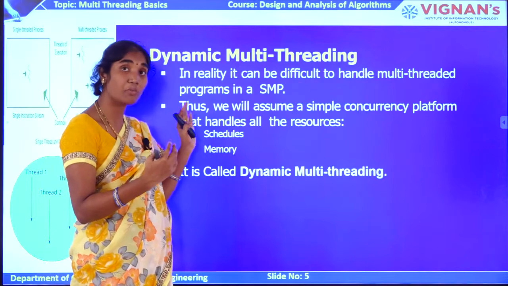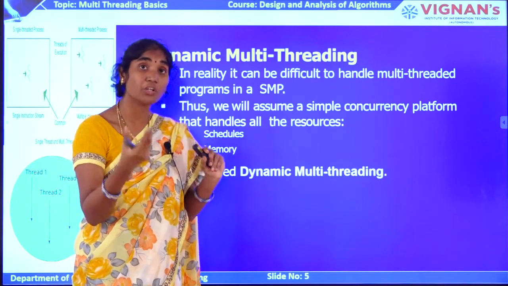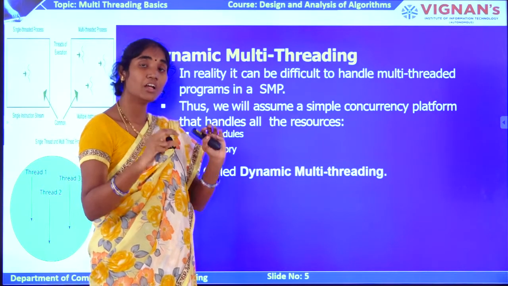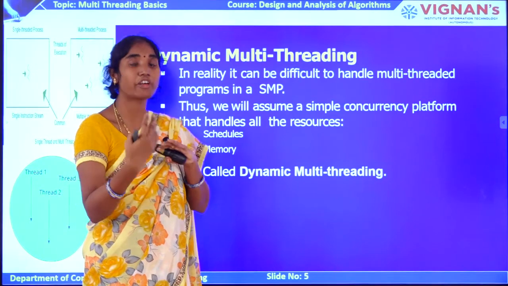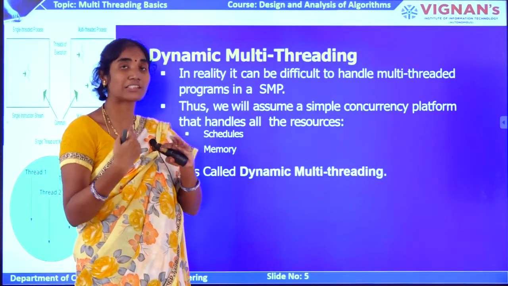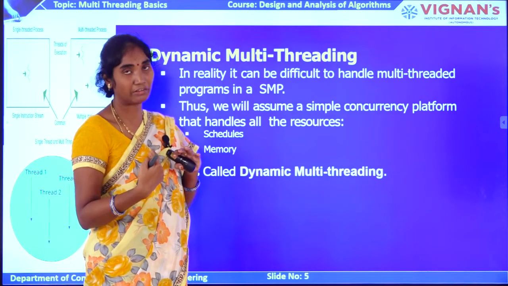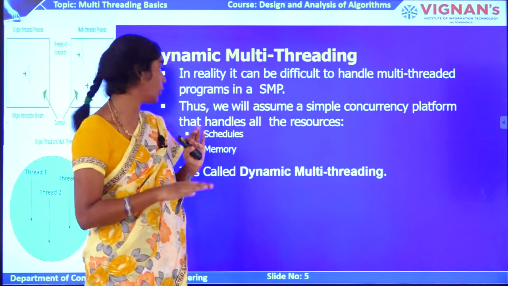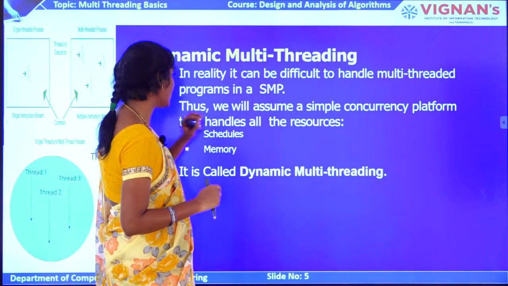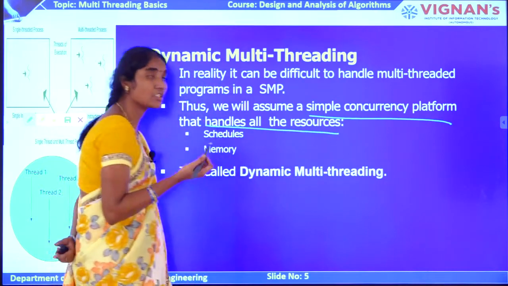We are going to assume a concurrency platform, that is, where I want to execute the processes or the corresponding applications running in parallel or concurrently. We want to execute all these processes to achieve multi-threading or dynamic multi-threading. So here I have to incorporate concurrency control also. Thus we will assume a simple concurrency platform that handles all the resources.